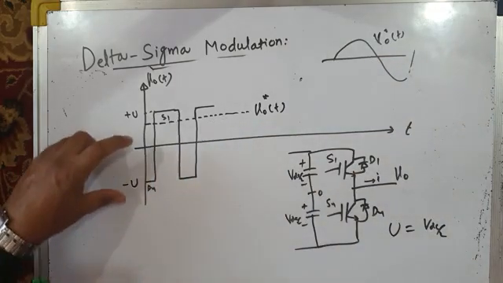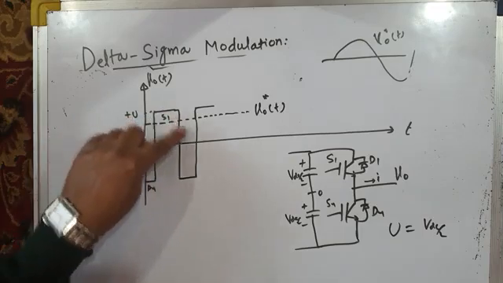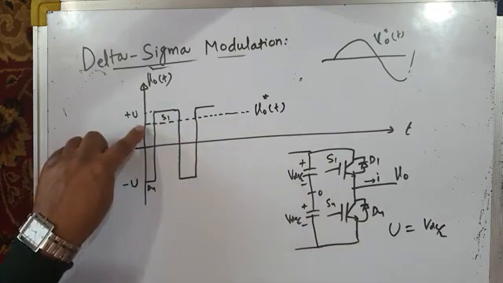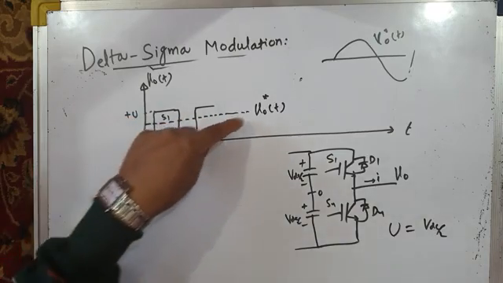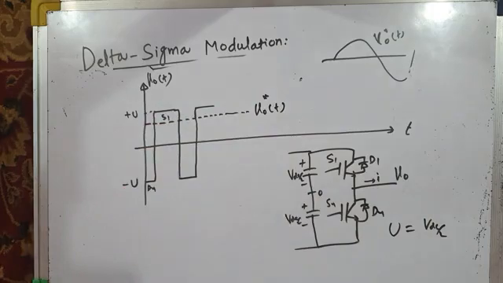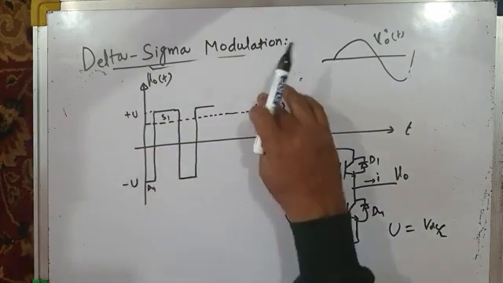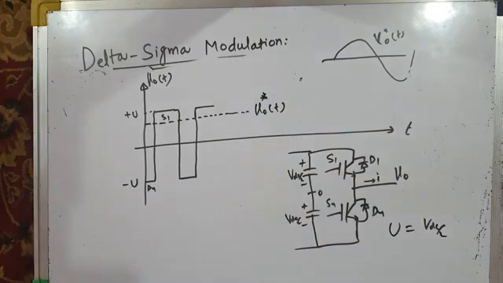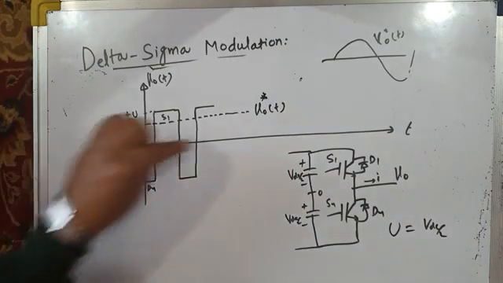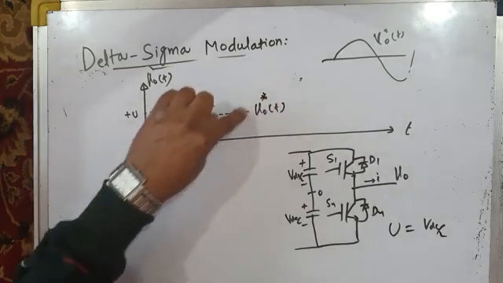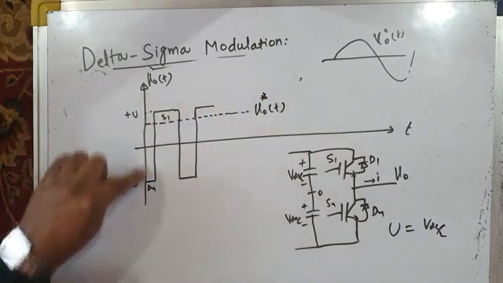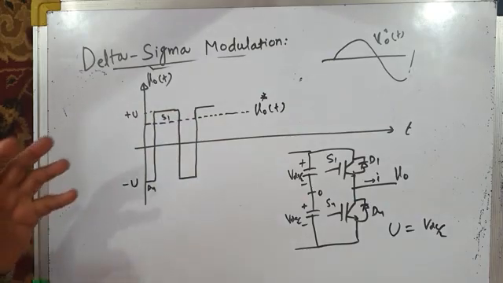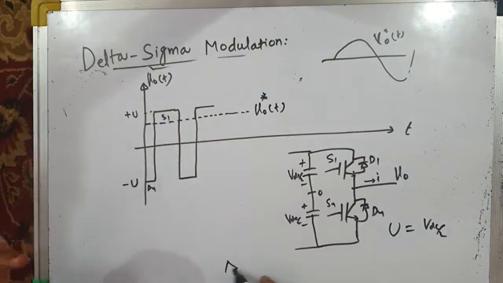So I would like to have my load voltage not oscillating like this. I would like to have it like this. I would like to have my load voltage follow this reference voltage V naught star, the reference load voltage. So what I will do, I will find the error between the reference load voltage V naught star and the actual load voltage, which is discrete like this, and that error will give me delta. So what is delta?